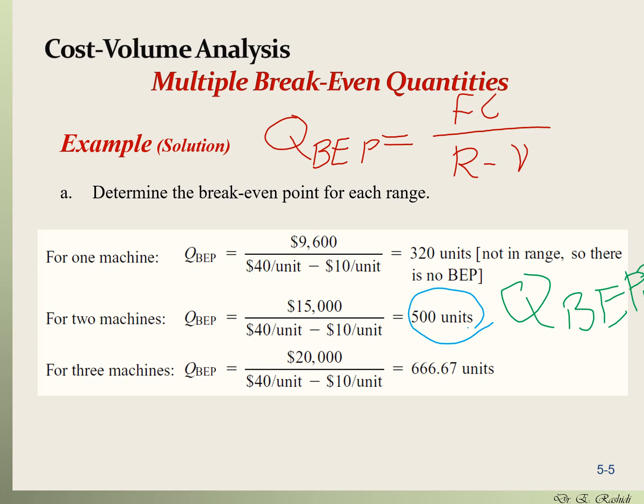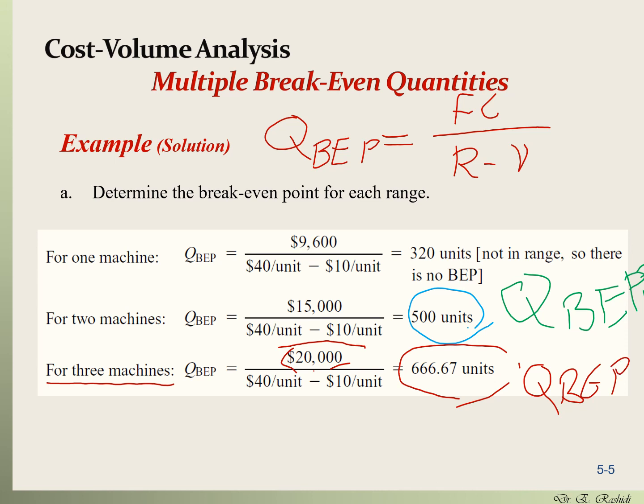So now let's do the analysis for the third scenario when you purchase three machines. For three machines, the break-even point quantity is the fixed cost, which is 20,000, divided by $40 revenue minus $10 variable cost, which is 20,000 divided by 30, which is 666.67 units. And the maximum output for three machines is between 601 and 900. So this is again within the acceptable range for three machines. So this is going to be the break-even point for three machines.